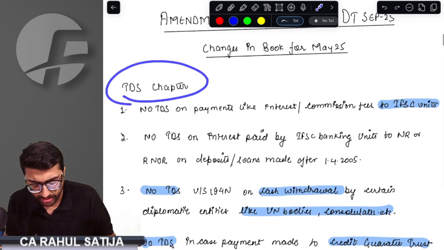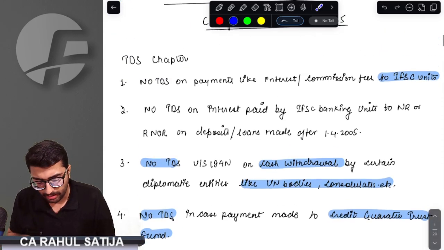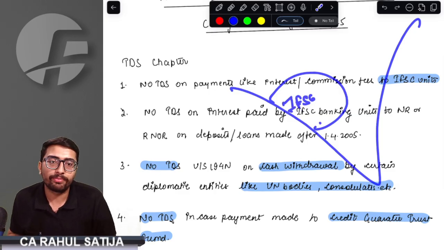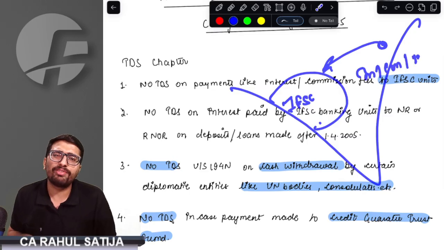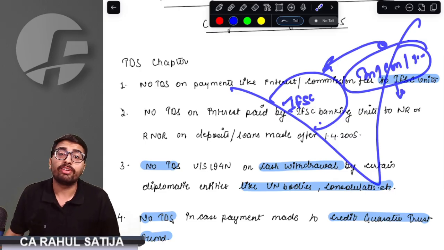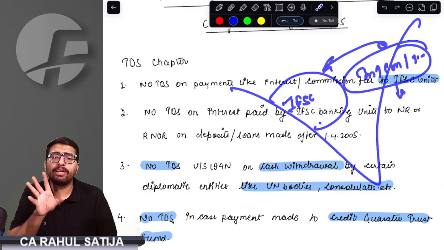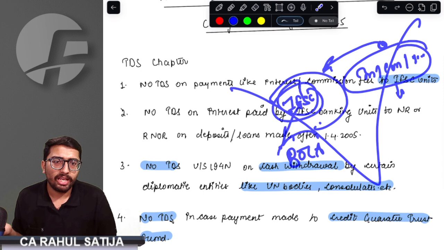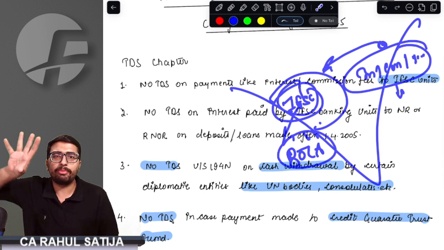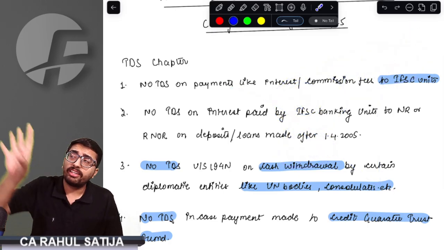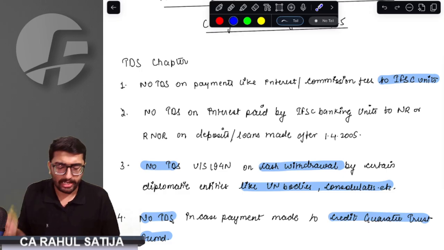First of all, under the TDS chapter, there were 5 or 6 transactions on which no TDS was applicable. For example, in India, we have IFSC. If any person makes any interest payment, commission payment, or many services payments on which TDS is applicable, the provision says you don't have to deduct TDS for any IFSC unit. Why no TDS? When this IFSC unit is not liable to pay any tax, it is opting for 80LA. If this IFSC unit is not paying any taxes, it is opting for 80LA, then why would TDS be deducted? So no TDS if any IFSC unit is opting for 80LA.